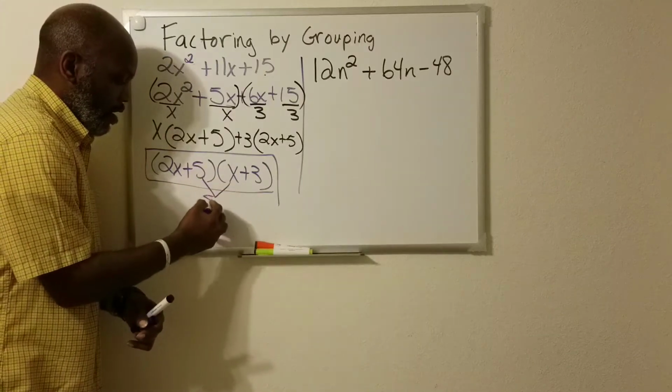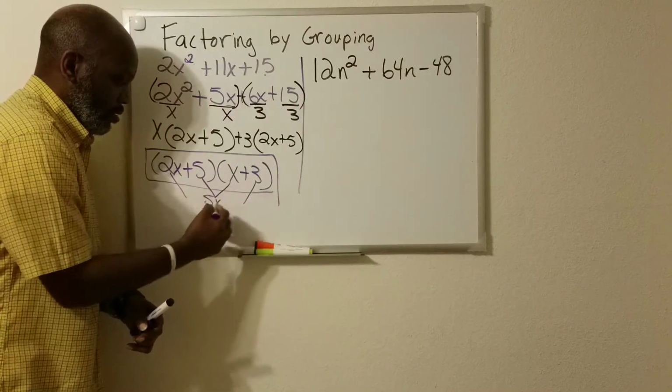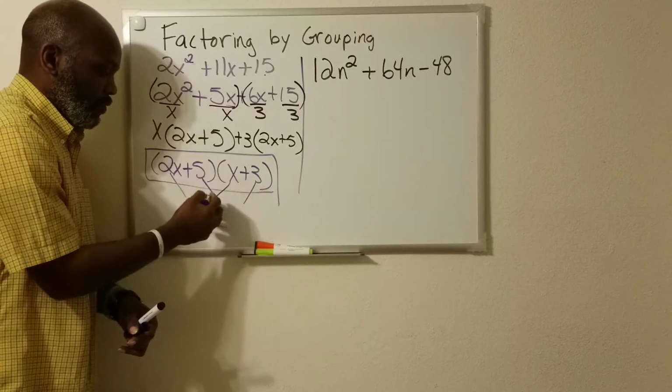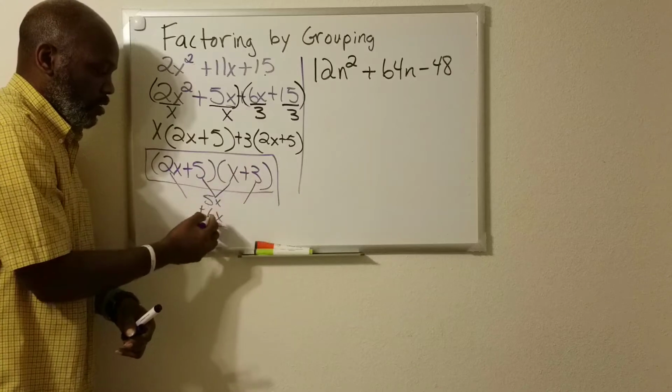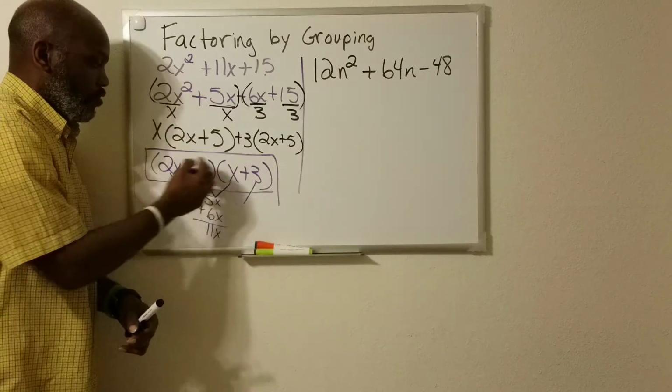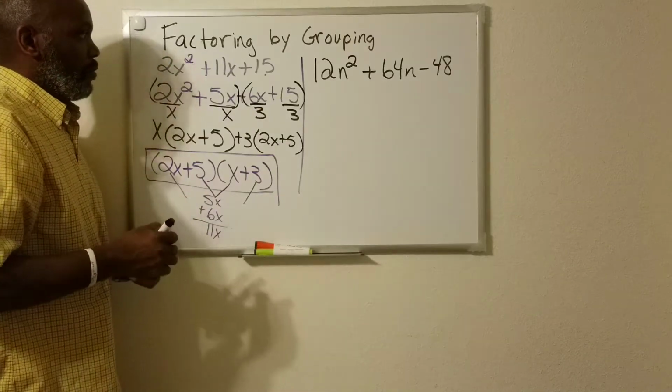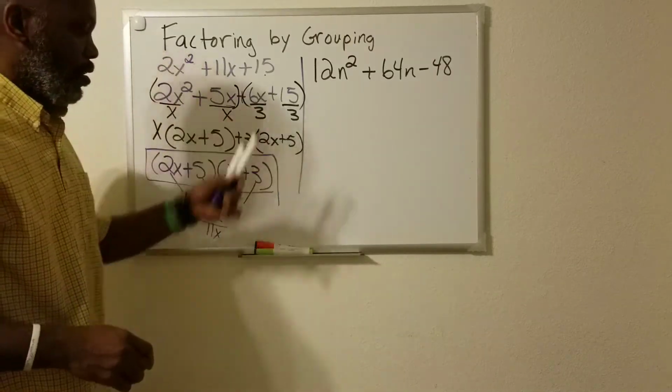We can always check it. This is 5x plus 6x. I did 5 times x, 5x, and 2x times 3 is 6x. That gives us 11x. So therefore, this answer is correct. All right, so moving on to the next problem.